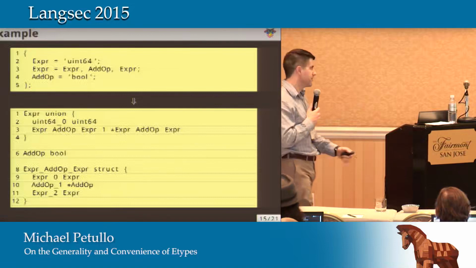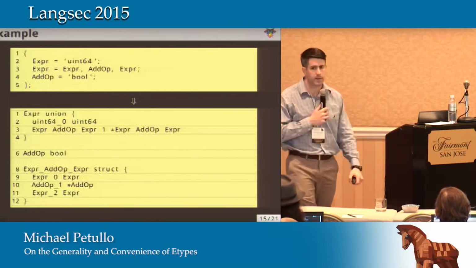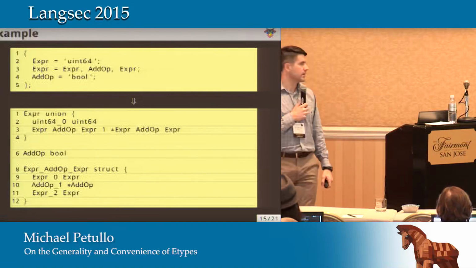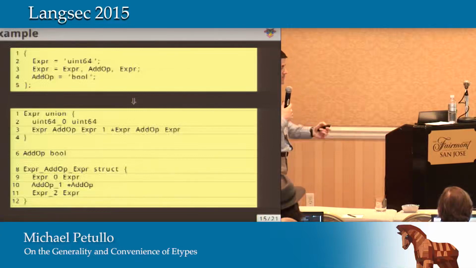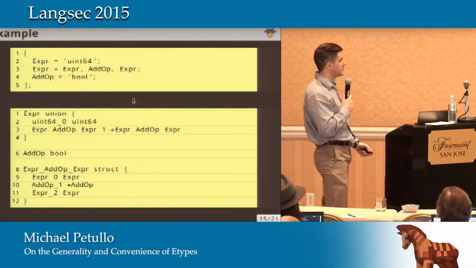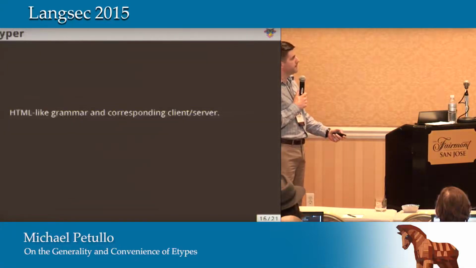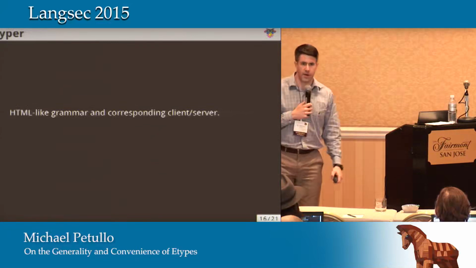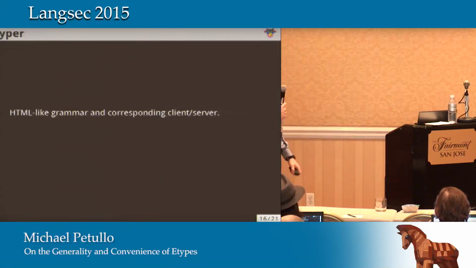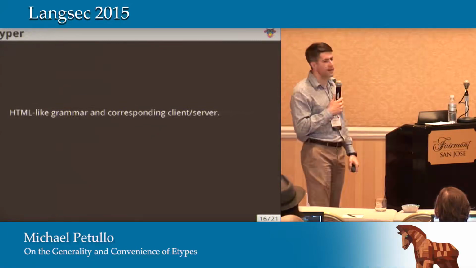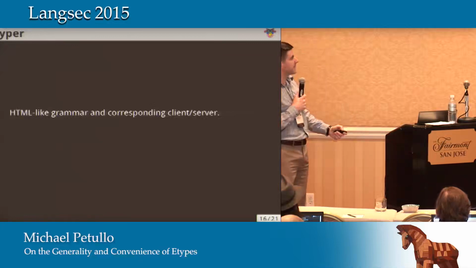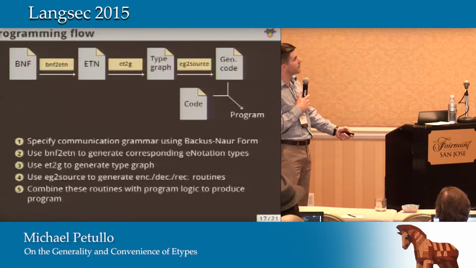If you read the previous paper, it describes quite a bit about what E notation supports. It supports kind of the union of all the types you typically see in programming languages, including the less sophisticated type system languages. In the paper we talk about how we created a hyper, which is essentially an HTML-like grammar and a corresponding client and server. If you're interested, you can look at the paper, or eventually get the source code.